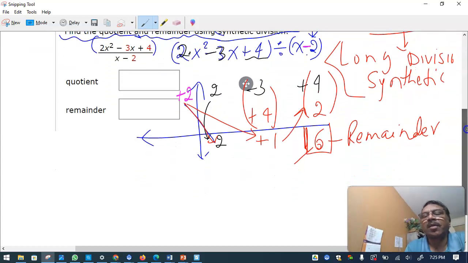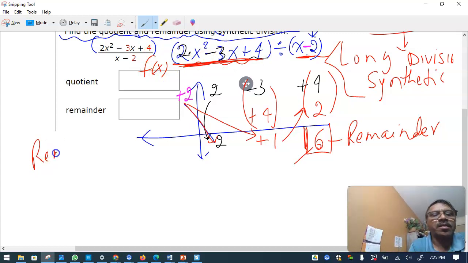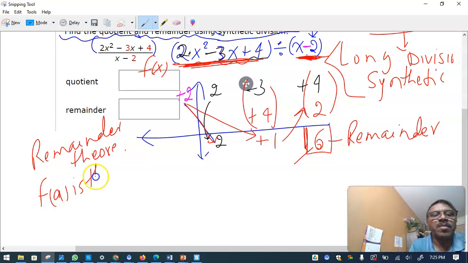Now, the remainder theorem says that if a polynomial is divided by this, then I can call this whole thing f of x. What does the remainder theorem mean? The theorem says if a polynomial is divided by x minus a, then f of a is the remainder. So in this case, if I plug in 2, f of 2, you'll end up getting 6. That's what this means.